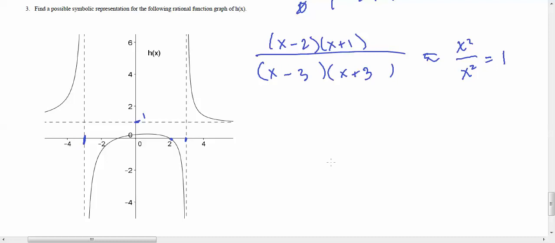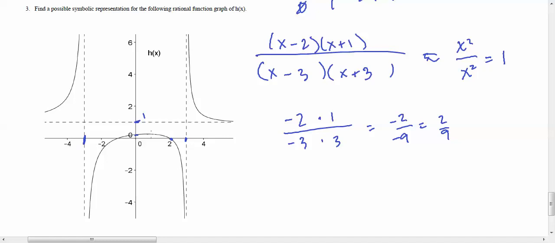Let me just take a look at the y-intercept. In this case, you plug in 0 for x, and so you have negative 2 times 1 over negative 3 times 3. Those are times, so that would be negative 2 over negative 9, which is 2 over 9, 2 ninths. So it's some small number, which makes sense. It's below 1, some fraction.